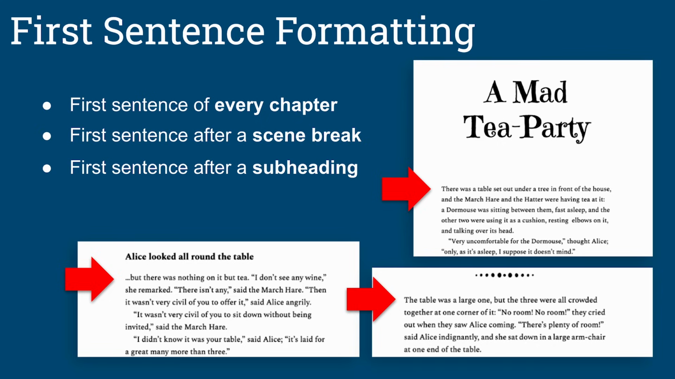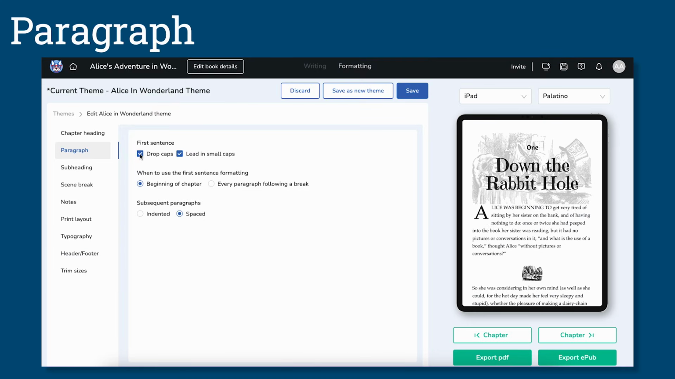However, you can also add customization styles like drop caps or lead in small caps to the first sentence, and decide whether to apply these to the beginning of a chapter or to every paragraph after a break. For your subsequent paragraphs, general typography rules advise against using both indented and spaced formatting simultaneously. So Atticus makes that easy for you and allows you to pick which you prefer best and know it's consistent throughout your entire manuscript.